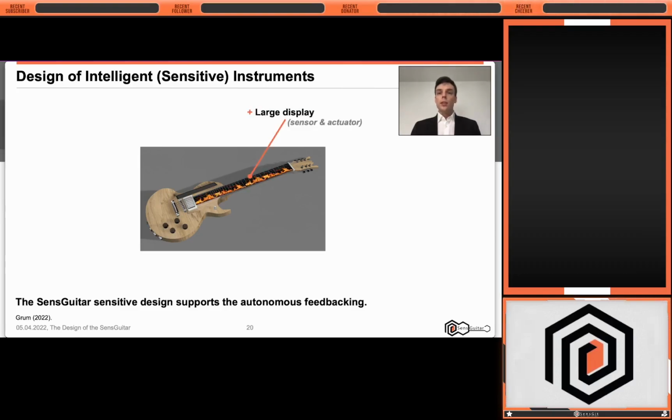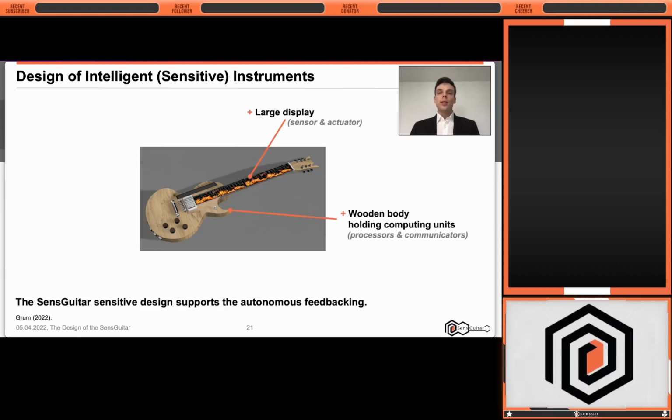It provides one large display that serves as fretboard. This serves as actuator by visualizing content. For instance, the SensGuitar can visualize feedback about a musician's playing. So it attempts to manipulate its environment, referring to the musician for example, in order to improve guitar playing. Further, if a touch is put onto the display, it serves as sensor. For instance, the SensGuitar recognizes the musician's current playing.